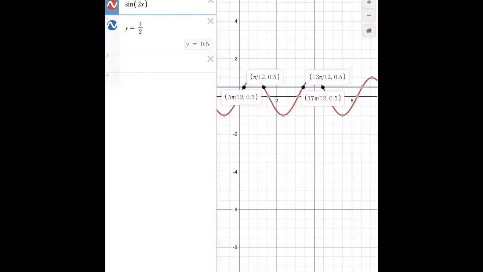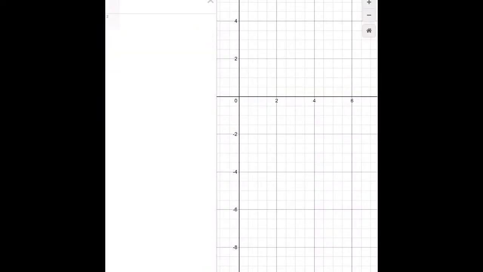So on this problem, I'm going to go ahead and verify on Desmos. All right, we had a problem that was the secant of 4x.